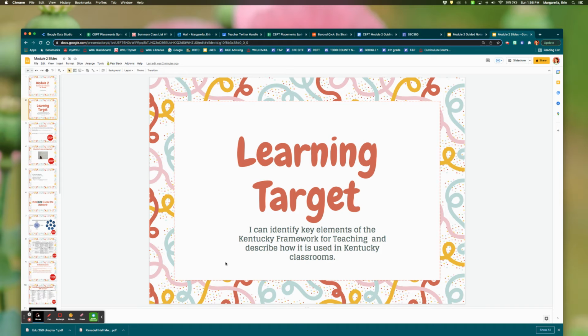We'll talk later in the semester about how to write learning objectives, which are more complicated and are written for adults only. But for today's purposes, focus on this learning target that's written in kid-friendly language that anyone can understand.